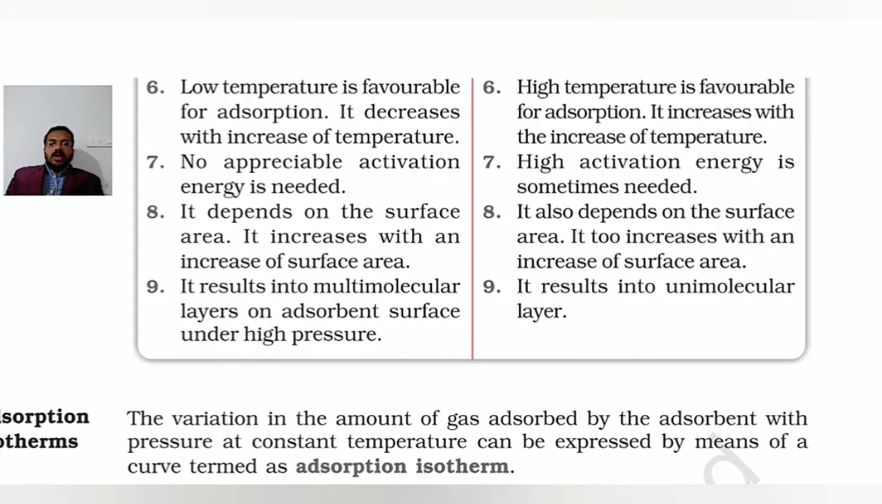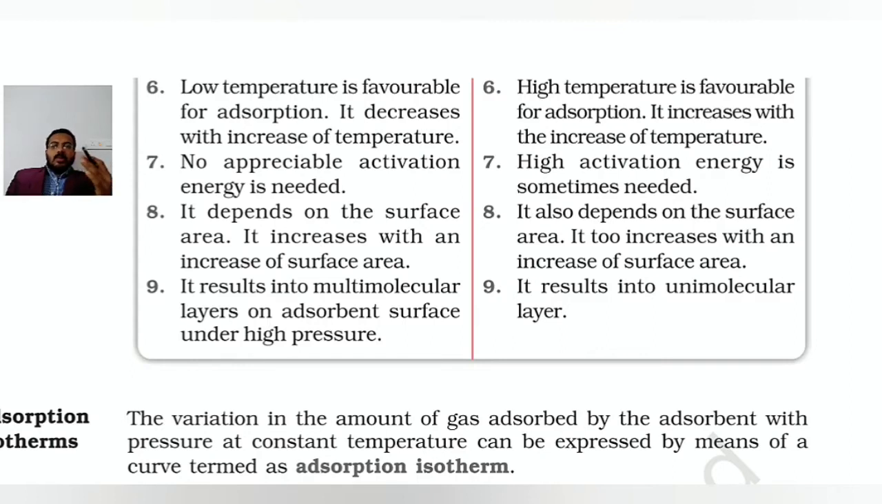See the ninth point. Physisorption results in multimolecular layers on the adsorbent surface under high pressure. Once again, it results in multimolecular layers. So physisorption is multimolecular, but on the other hand, chemisorption is unimolecular. See the same example, duster and the chalk powder. Think that we are cleaning the blackboard with a fresh duster. Once we clean the blackboard, a layer of chalk powder is present on the duster. We use it again, and after some time we clean the blackboard with the same duster. So the second layer will be accumulated on the duster. So multilayers are formed in the case of physisorption.